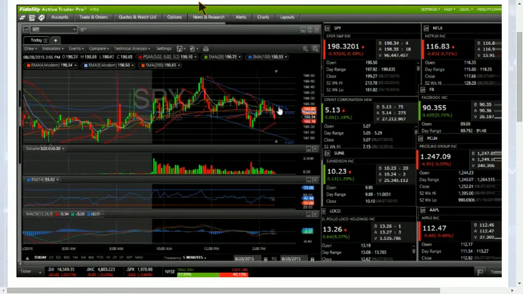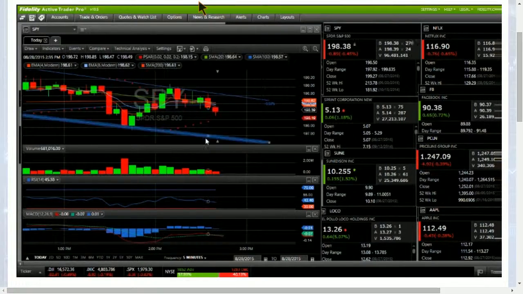So here's SPY falling through 100 and 200 period support and coming down to test the bottom of this channel. First, we're going to test the low here at 198.33. And if that fails, we're coming down to the low of the day, 197.92.